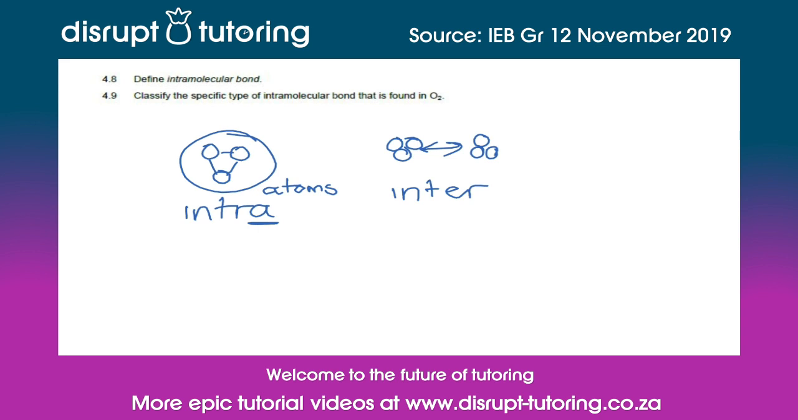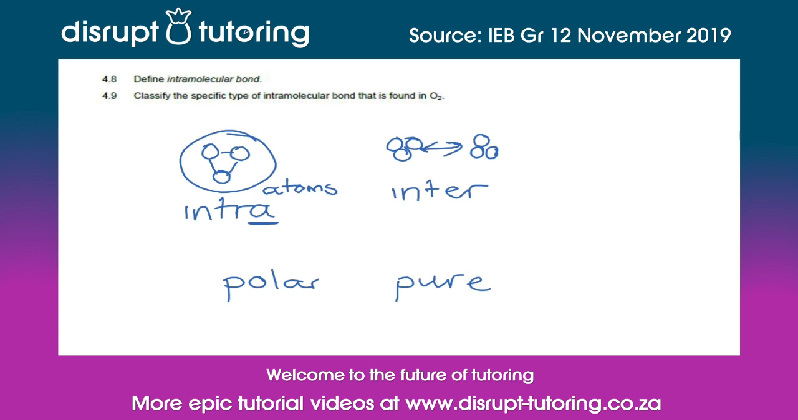The next question asks us to classify the specific type of intramolecular bond that is found in the diatomic oxygen molecule. Since oxygen is a nonmetal, the bonds that it will make with other oxygen atoms are covalent. But covalent bonds can be further classified as either polar covalent bonds or pure covalent bonds. So a polar covalent bond occurs between atoms that have different electronegativities, so they attract the electrons to different extents, and then you have a polar molecule.